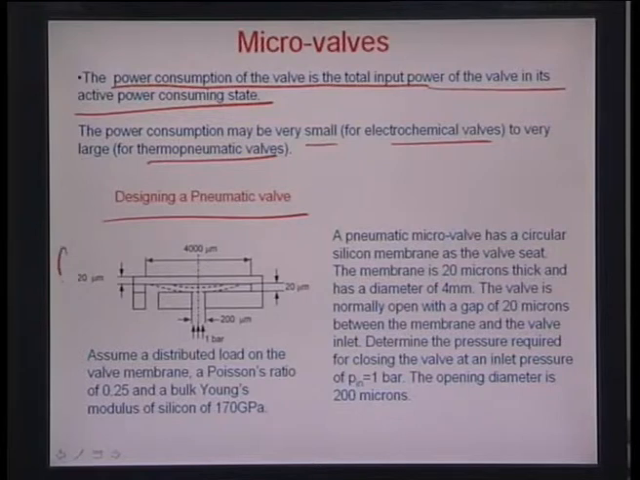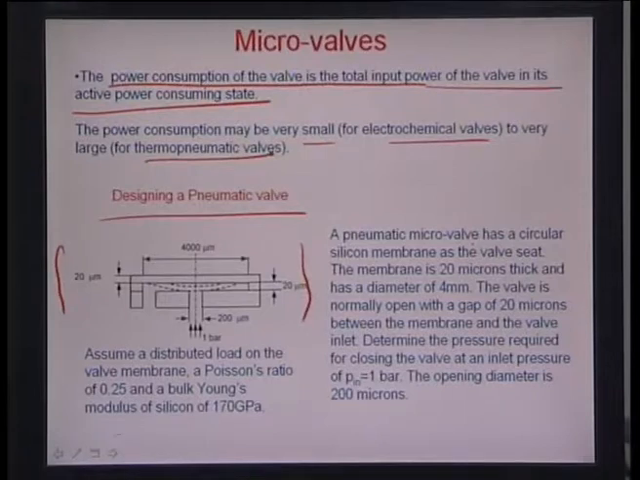In this particular example, we want to design a pneumatic microvalve system. So let us now solve this example of designing a pneumatic valve system. We have a pneumatic microvalve here, which has a circular silicon membrane. This is the membrane, which is circular as seen in the top view. This is the cross-sectional side view. The silicon membrane essentially is the valve seat in this particular valve, which means that if the silicon membrane bends and deforms like this, it blocks the valve.